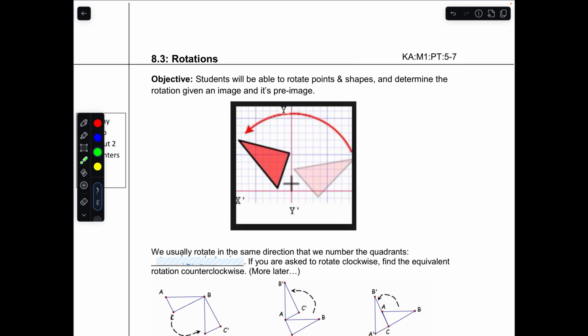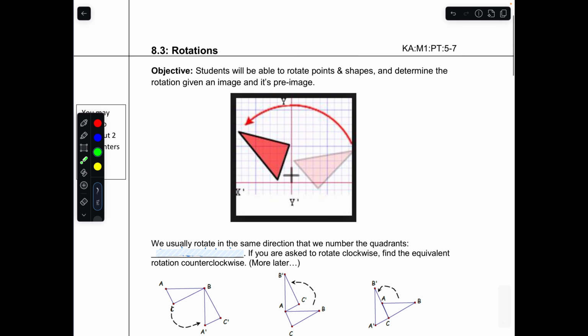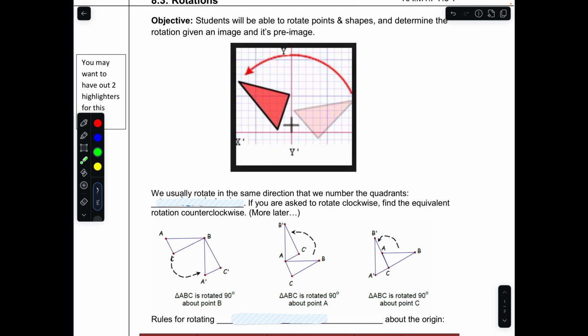its pre-image. So here's a picture of a rotation, and typically we rotate in the same direction that we number the quadrants. So you should know where quadrant 1, 2, 3, and 4 are when we have a graph. But if you don't, here's a quick review. We have an x-axis and a y-axis. Quadrant 1, I'm going to use Roman numeral 1 here, is the upper right quadrant in our graph. This is labeled quadrant 1 because it's the nice quadrant. The x-coordinate and the y-coordinate are both positive in quadrant 1.